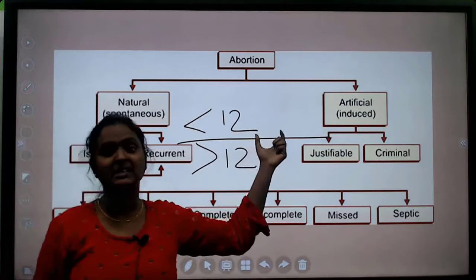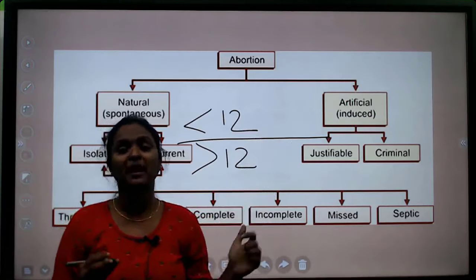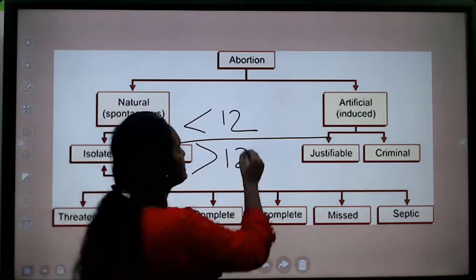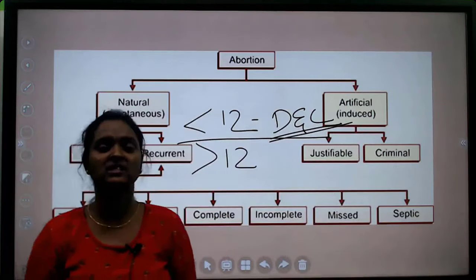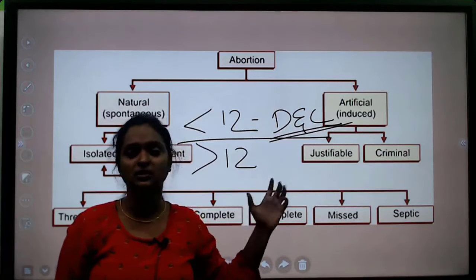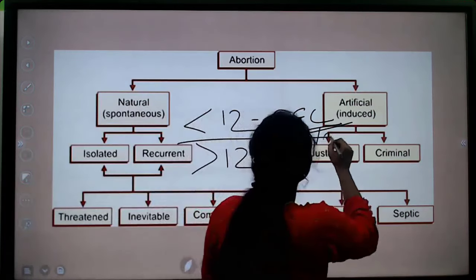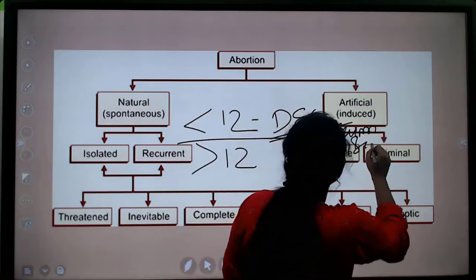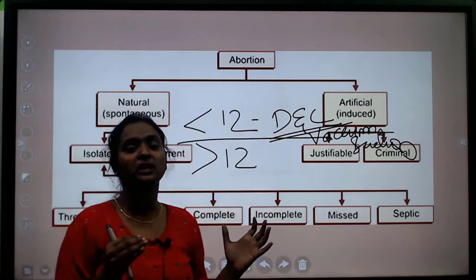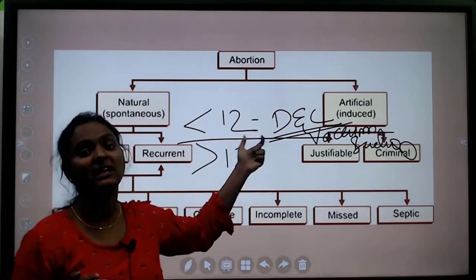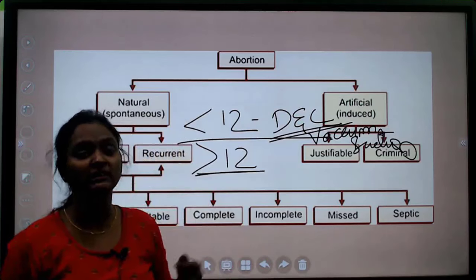If the mother has less than 12 weeks of gestational age, which management is preferable? DNC. The DNC procedure, dilation and curettage, is used here to clean the uterus. And next, vacuum suction will also be used here. So DNC can be continued only if the gestational age is less than 12 weeks. If more than 12 weeks, which procedure is possible for these cases?